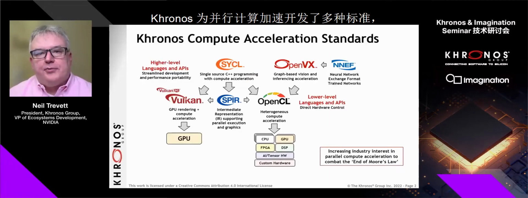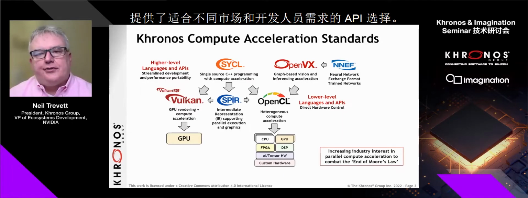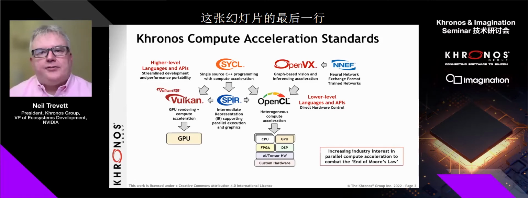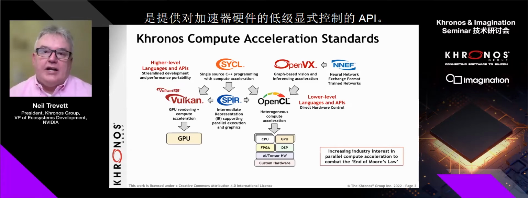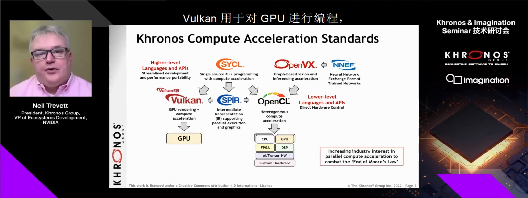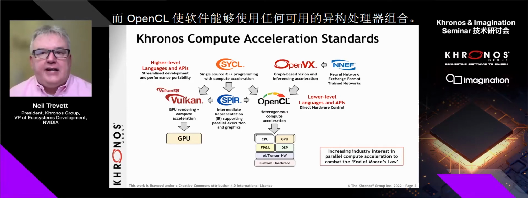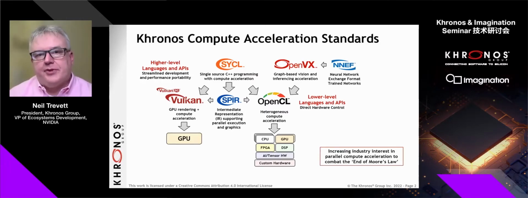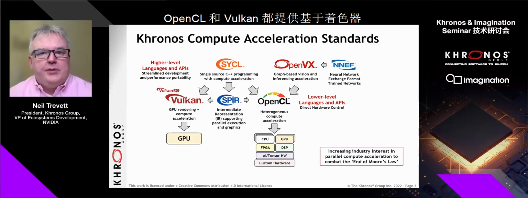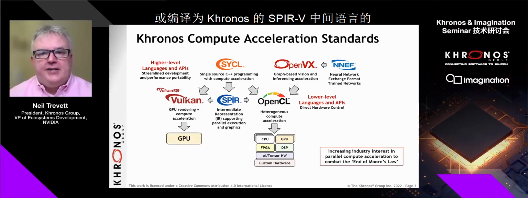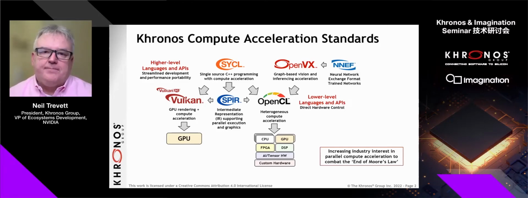Khronos develops multiple standards for parallel compute acceleration, providing a choice of APIs that are suited to different markets and developer needs. The bottom row on this slide are APIs that provide low-level, explicit control over accelerator hardware. Vulkan is used for programming GPUs, and OpenCL enables software to use any mix of available heterogeneous processors. Both OpenCL and Vulkan provide parallel acceleration of shaders or kernel programs compiled to Khronos' SPIR-V intermediate language.